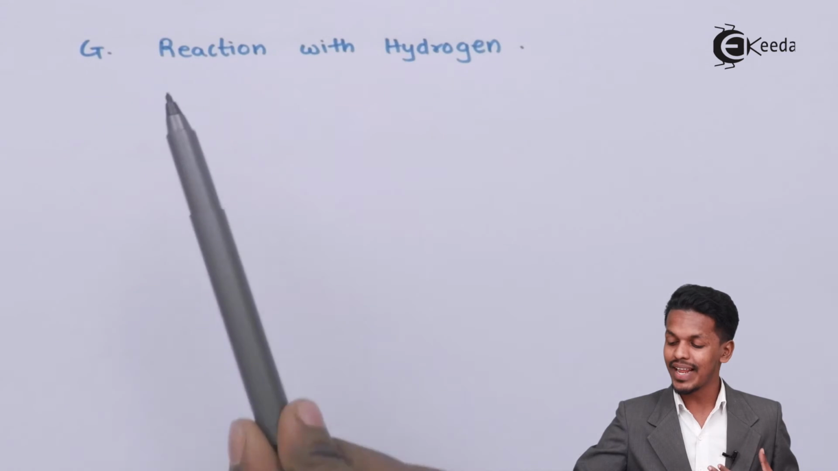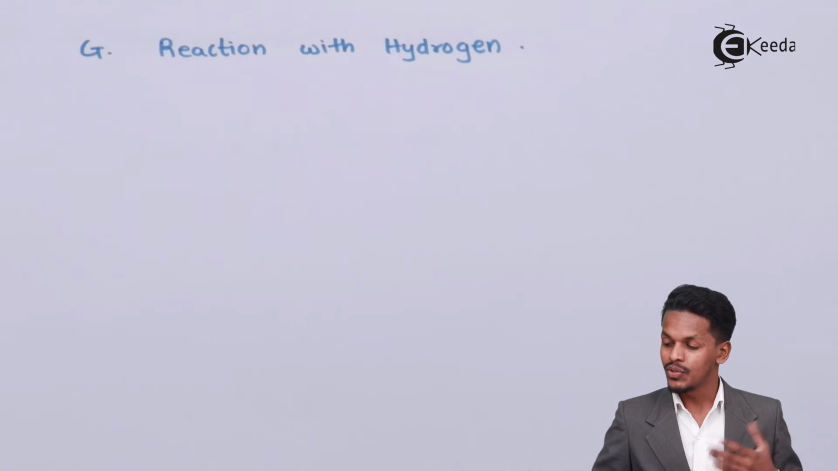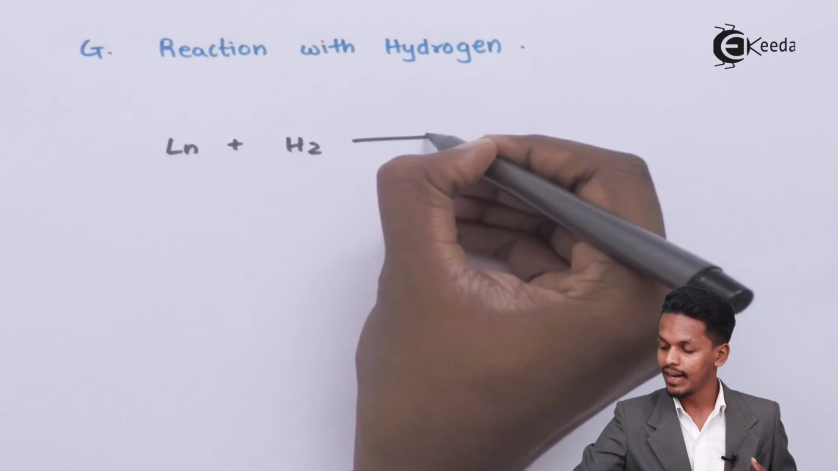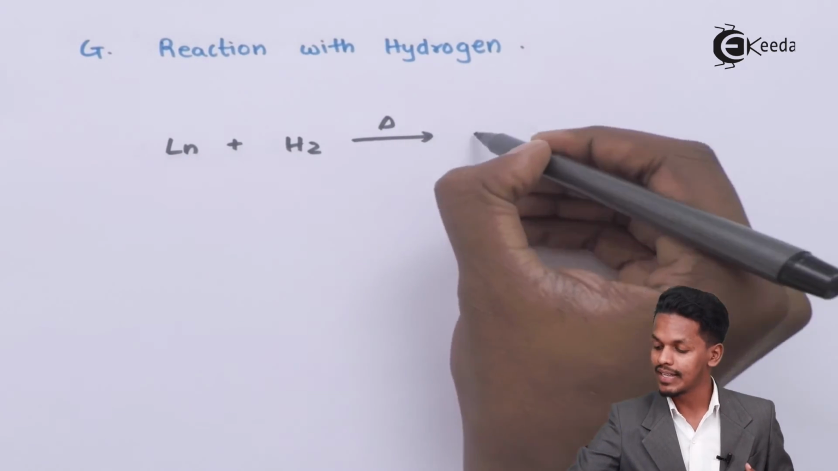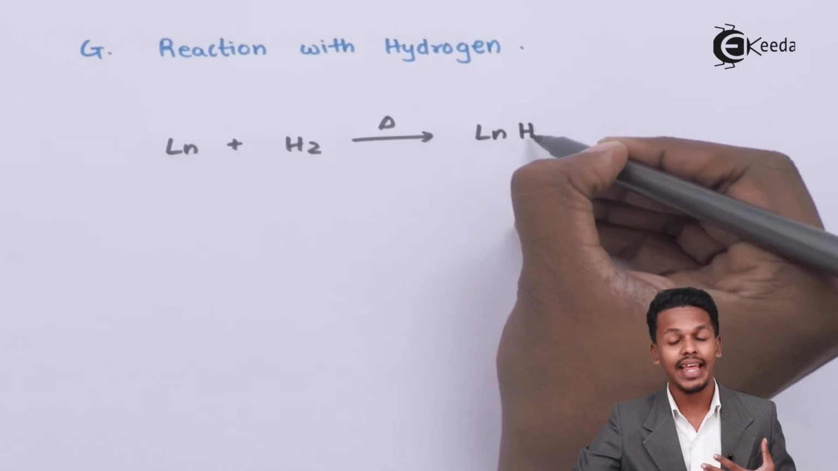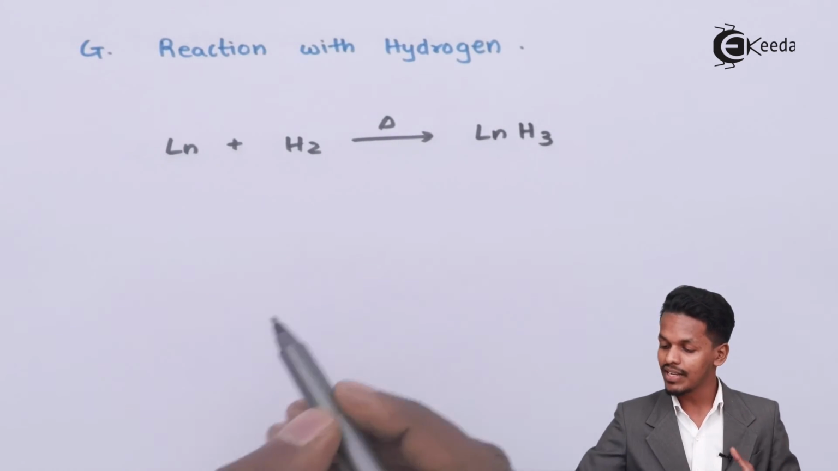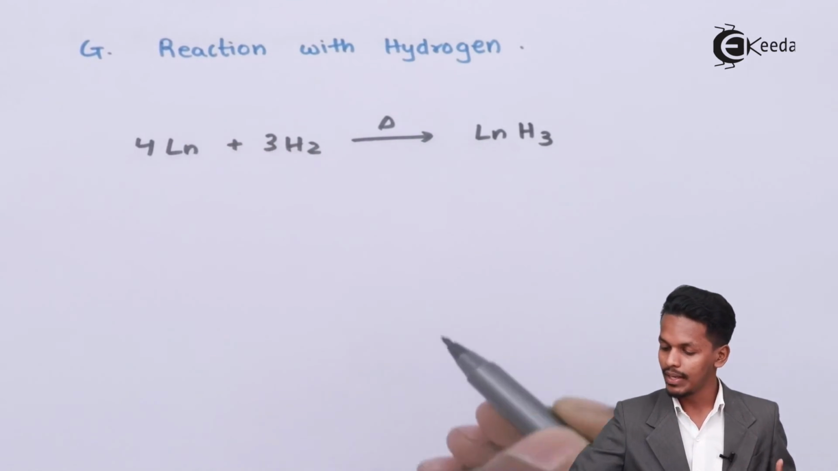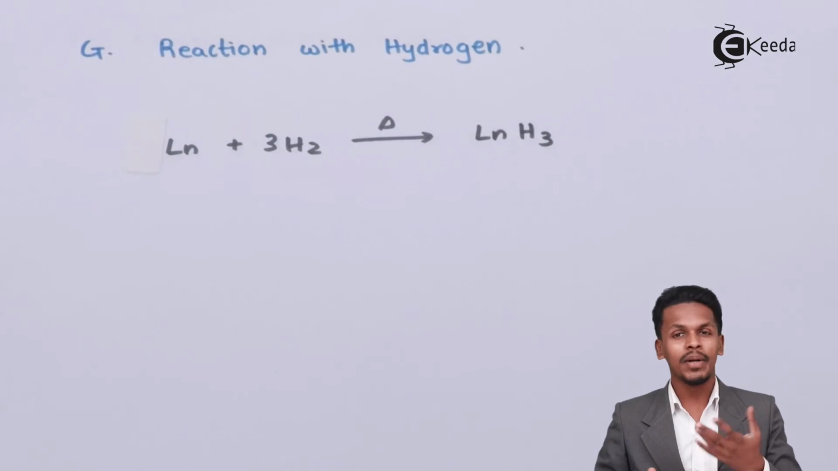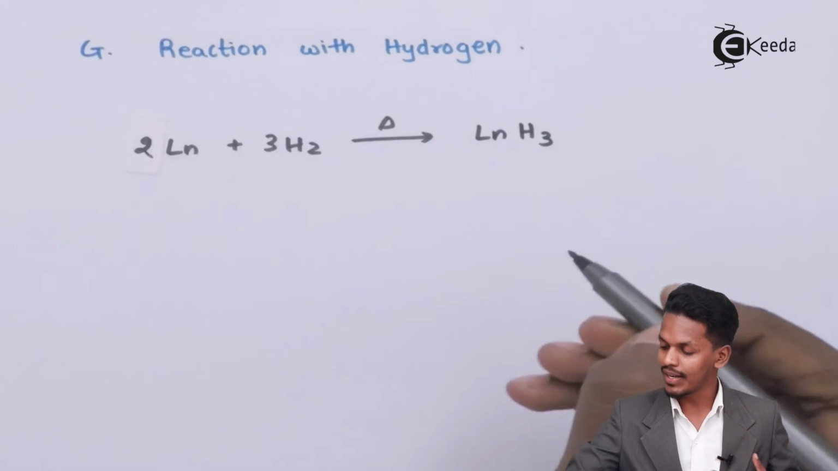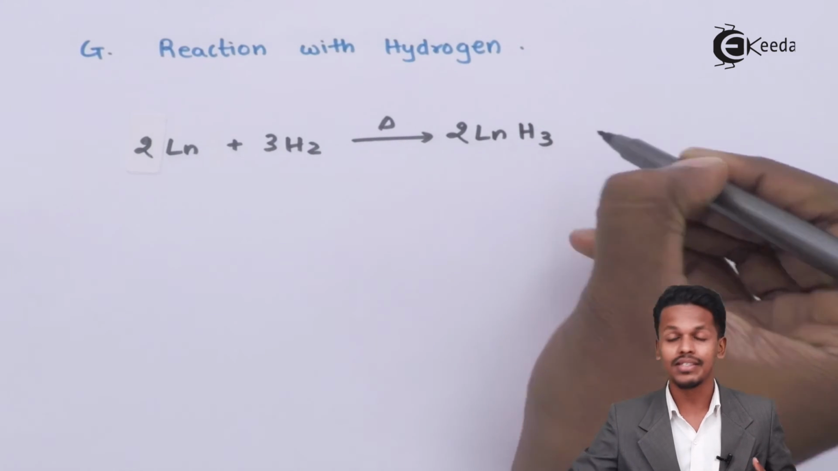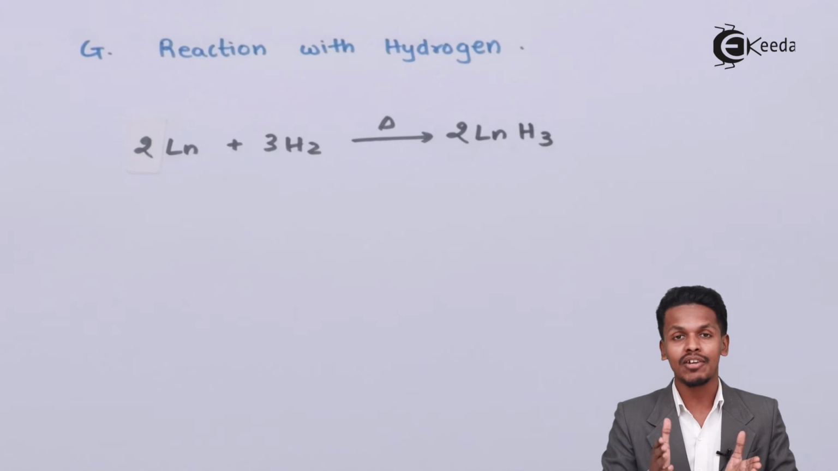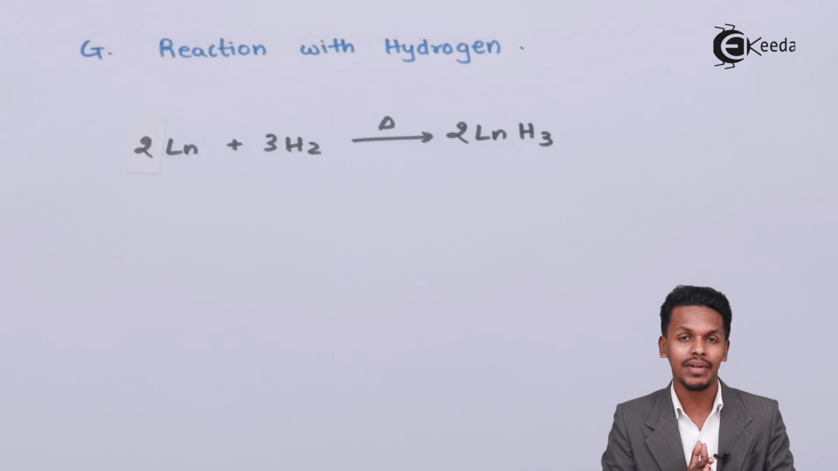Talking about the next one, that is the reaction of lanthanoids with hydrogen. In this case, the lanthanoid, that is Ln, when treated with a hydrogen molecule at a particular temperature, gives lanthanide hydride, that is LnH3. We have to balance the reaction, so we are using 3 moles of H2, and multiplying the lanthanide by 2, so we could get 2 moles of LnH3, which is known as lanthanide hydride. These are all the general reactions of the lanthanoids with different chemicals.